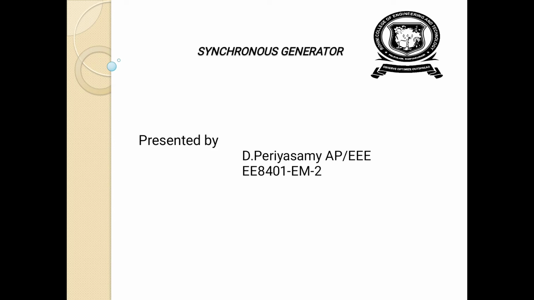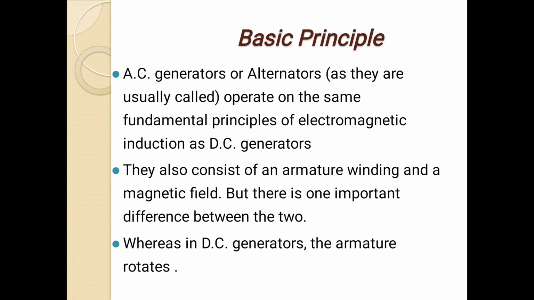Today we are going to discuss the working principle of the synchronous generator. A machine that converts mechanical power into electrical power is called an alternator or synchronous generator. They also consist of an armature winding and a magnetic field, but there is no important difference between the two, whereas in a DC generator, the armature rotates.